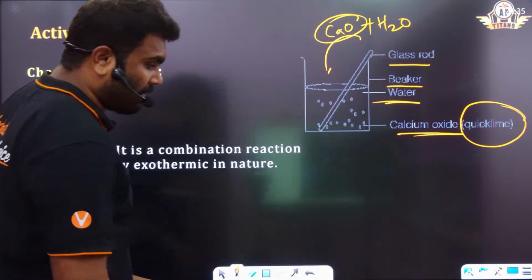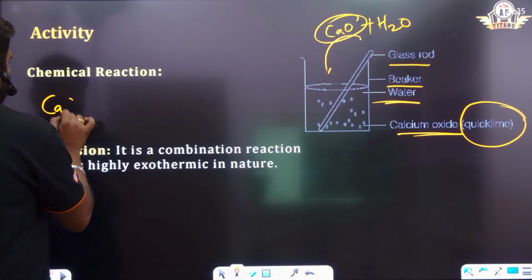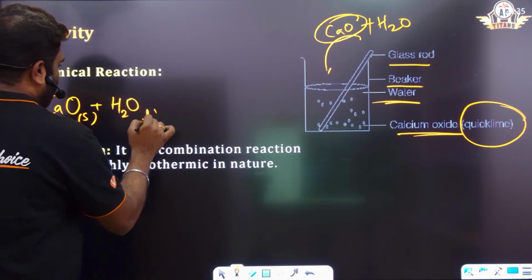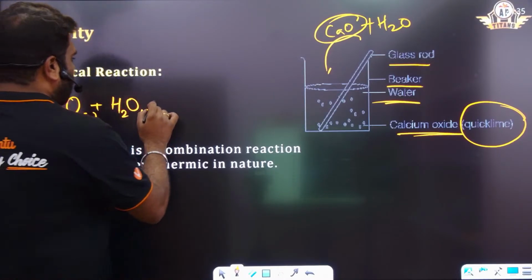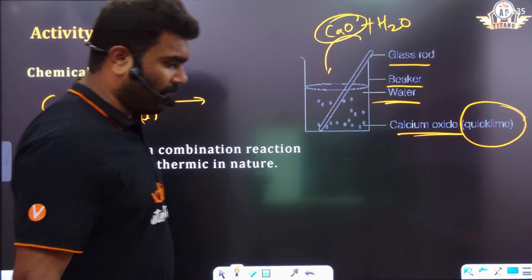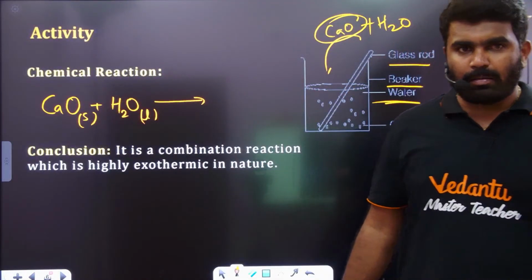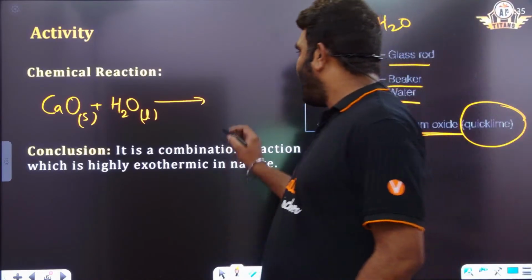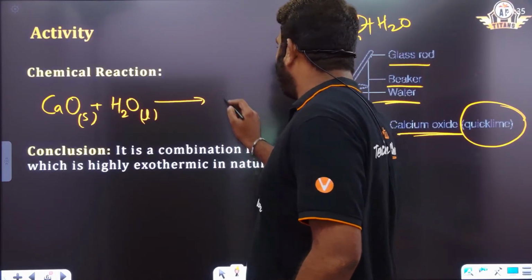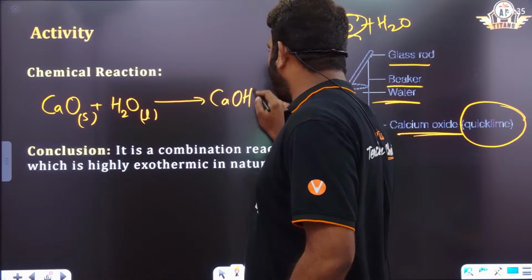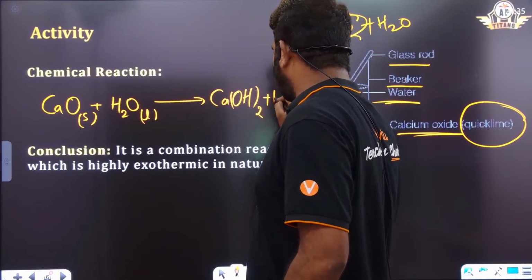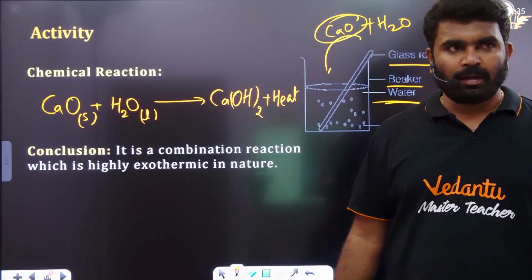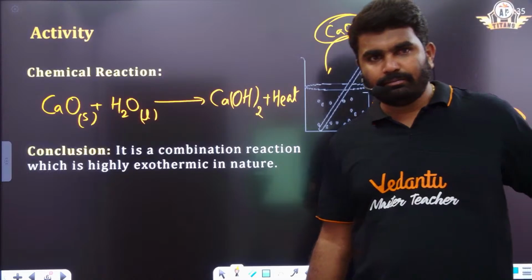So what is the reaction here? Calcium oxide is solid and it is reacting with water, which is a liquid. What we are getting here is calcium hydroxide, Ca(OH)2, along with heat produced. This is activity number 2.